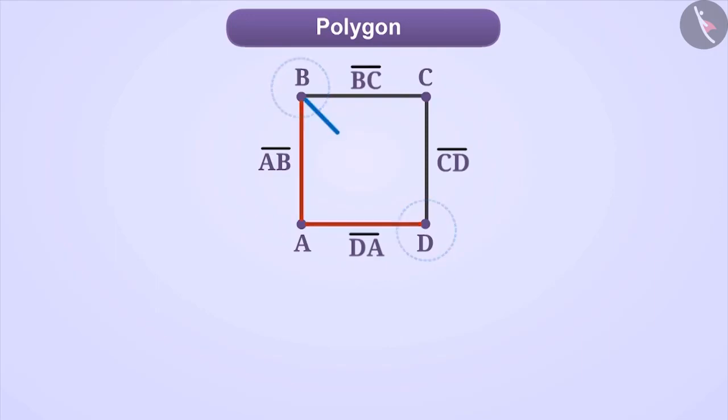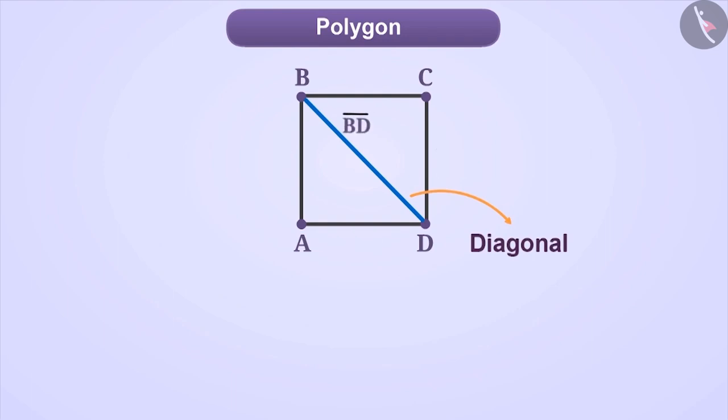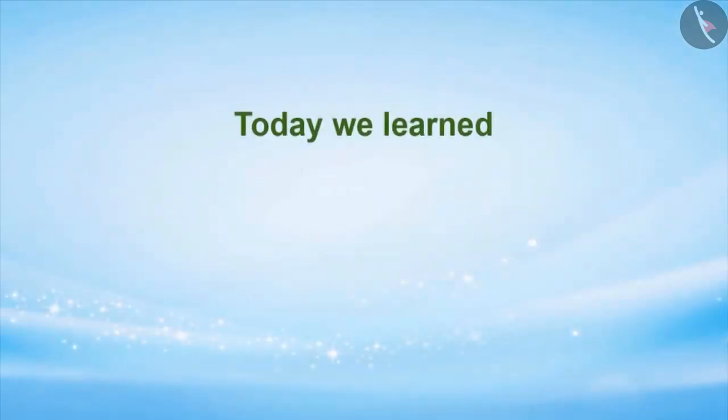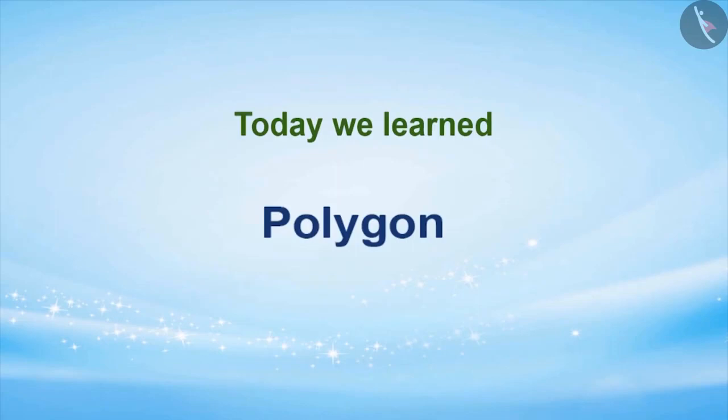If we connect such vertices which are not adjacent, then the line segment so formed is called diagonal of the polygon. Like here, line segments BD is the diagonal of the polygon. Similarly, if we connect A and C, then we get the diagonal AC. In this way, you must have understood a lot about the concepts of polygons. Today, we have learnt about polygons. In the next video, we will see some interesting examples of this.